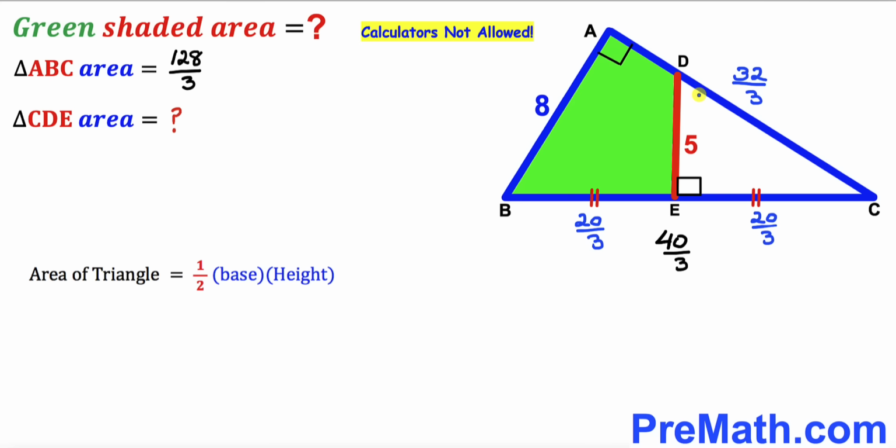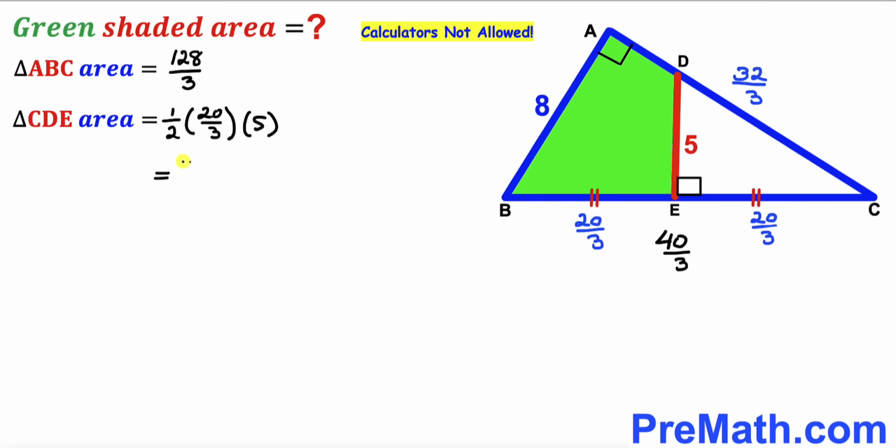And now we are going to calculate the area of this smaller right triangle CDE. And we are going to use the very same area of a triangle formula. And in our case, the base of this triangle is 20 divided by 3. The height is 5. So therefore our triangle CDE area is going to be a half times 20 divided by 3 times 5. And if we simplify, that is going to give us 50 divided by 3.